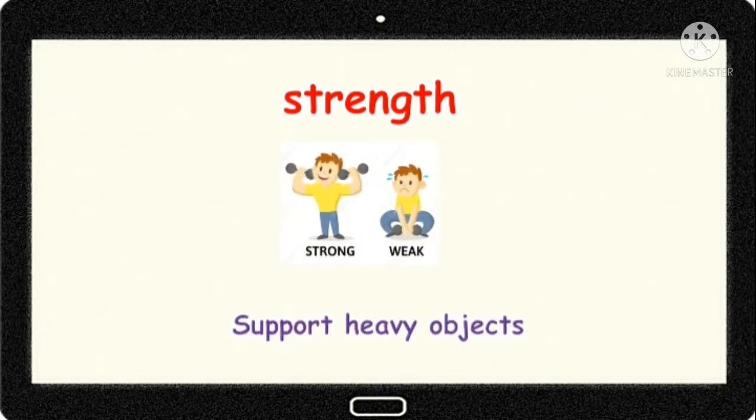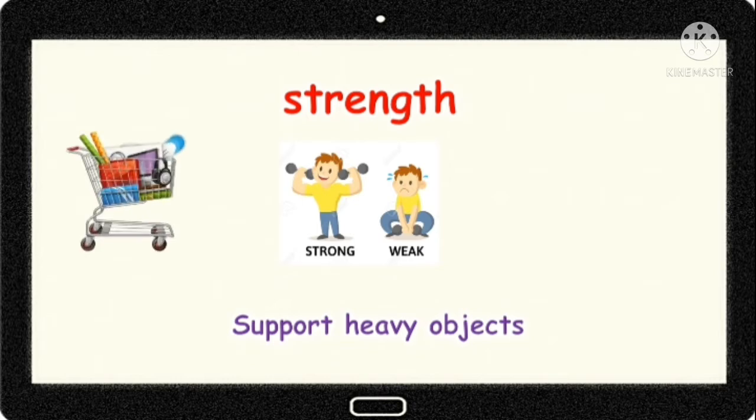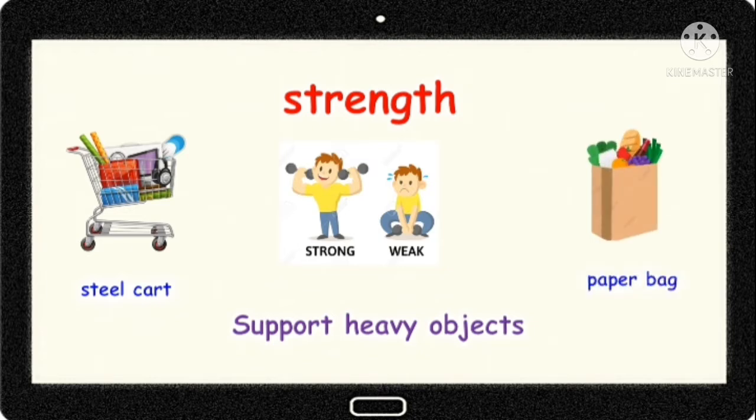Strength is the ability of a material to support heavy objects. Steel cart, paper bag. Steel cart can support heavy objects. Materials that can support heavy objects are strong materials.